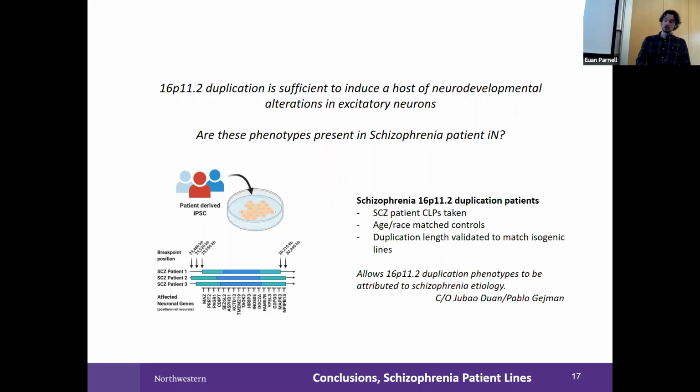To assess that, we took these patient lines. In collaboration with Jubal and Pablo Gaitlin in North Shore and the University of Chicago, we got access to this cohort of schizophrenia patients who had been genetically defined. They did CNV analysis and found that 3 of these patients had the 16p duplication.